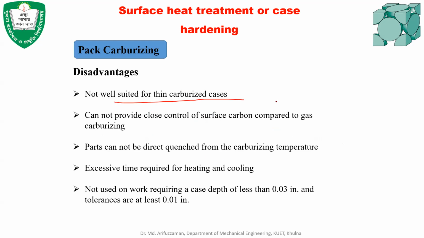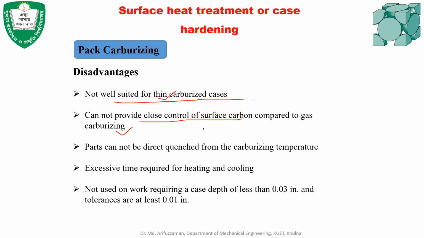That means if you want to obtain very small thickness, the hard structure for a small thickness, then it is very difficult to obtain that, because the whole object or whole specimen is exposed in a very high carbon content environment, and that is why a very thin carburized case cannot be obtained and cannot provide close control of the surface carbon compared to gas carburizing. We'll talk about gas carburizing later, but just to discuss the disadvantages.